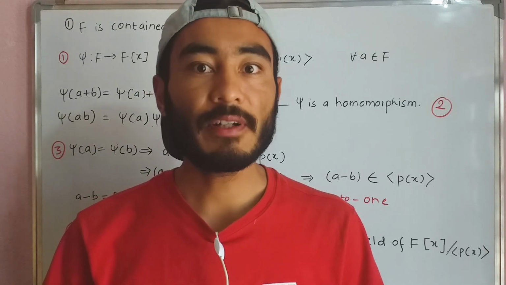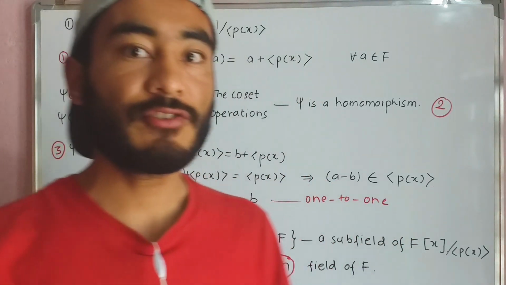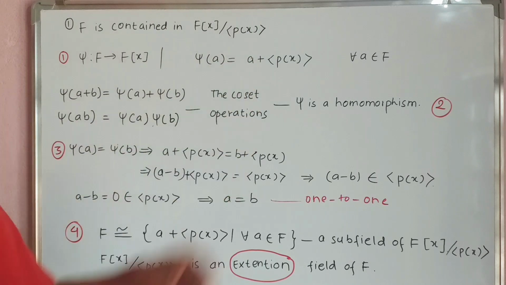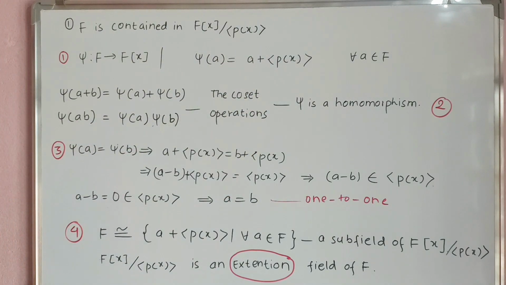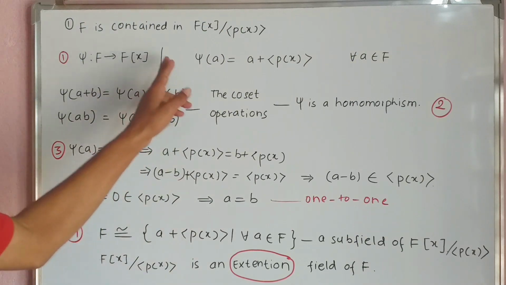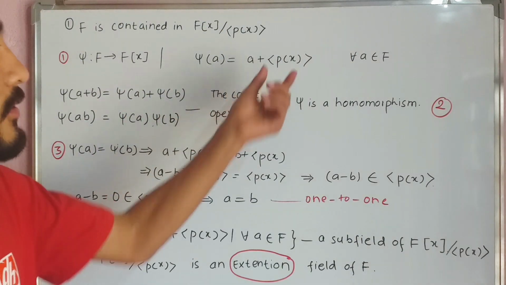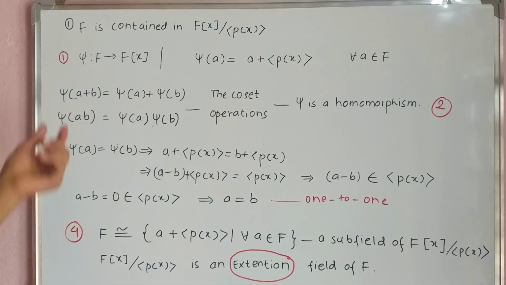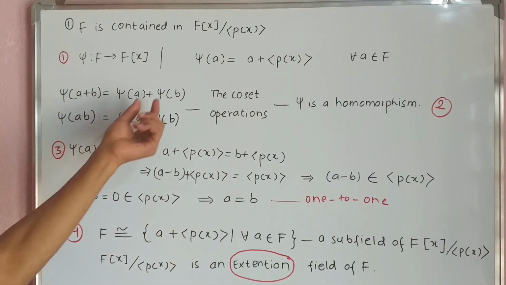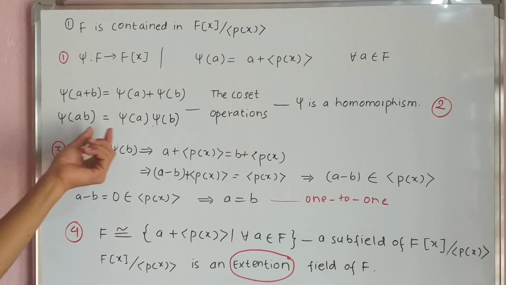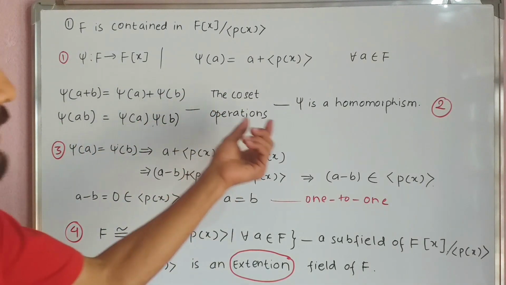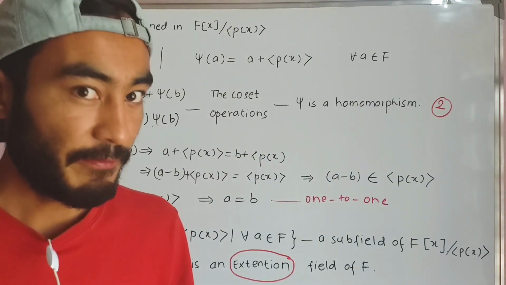First we show the field F[x] by <p(x)> is indeed an extension field of F. That is, F is contained in the field F[x] by <p(x)>. For that, first let xi from F to F[x] by <p(x)> be a function such that xi of a equals the coset a plus <p(x)> for all a in F. Then xi(a plus b) equals xi(a) plus xi(b), and xi(ab) equals xi(a) xi(b) from the coset operations. And this shows xi is a homomorphism from F to F[x] by <p(x)>.